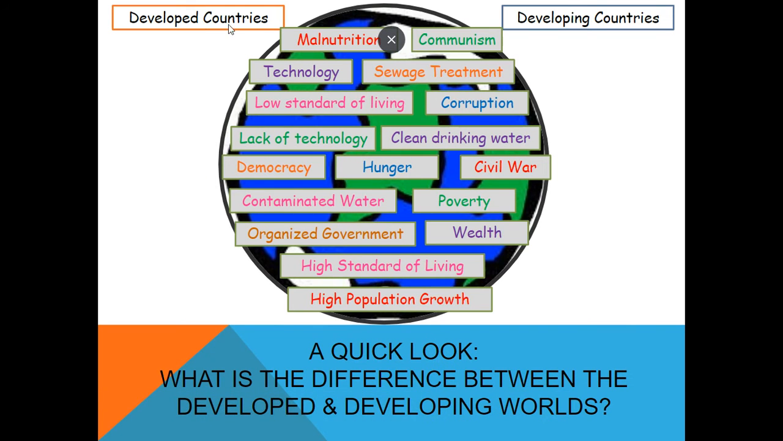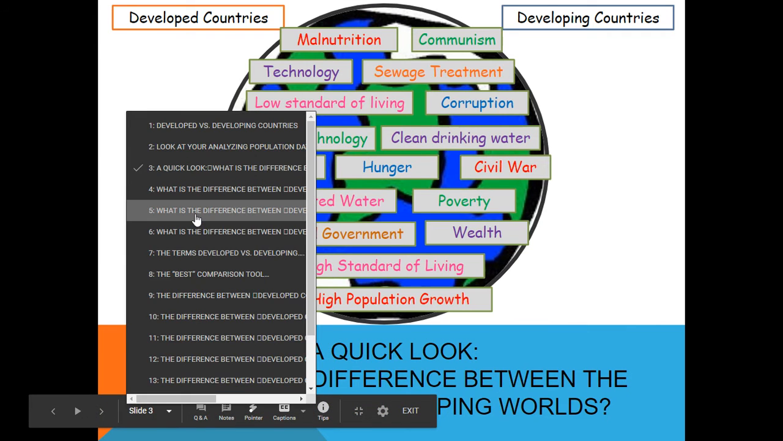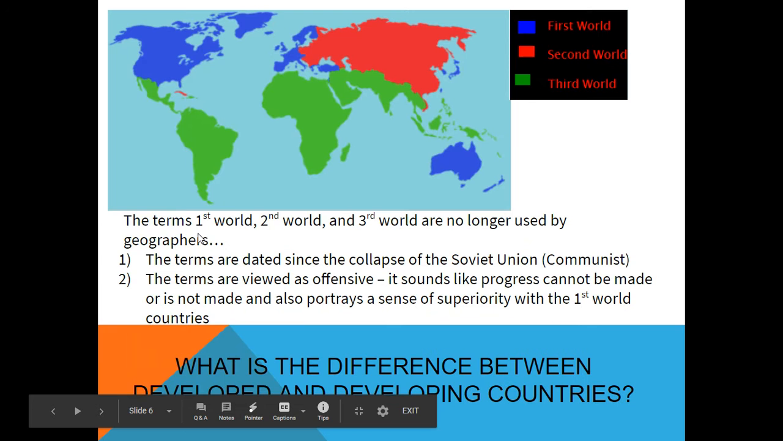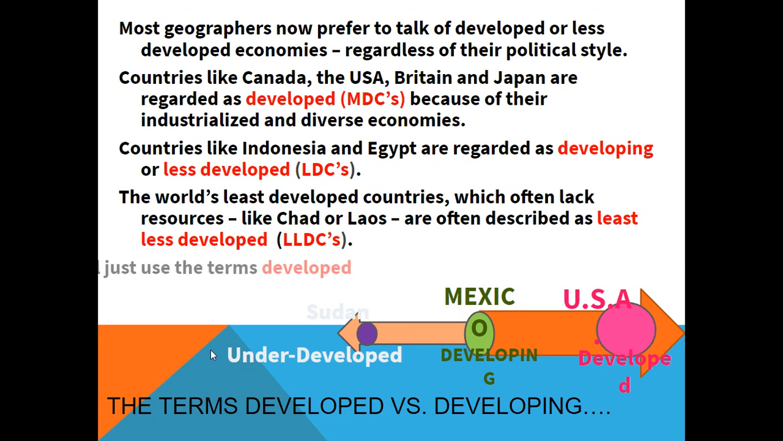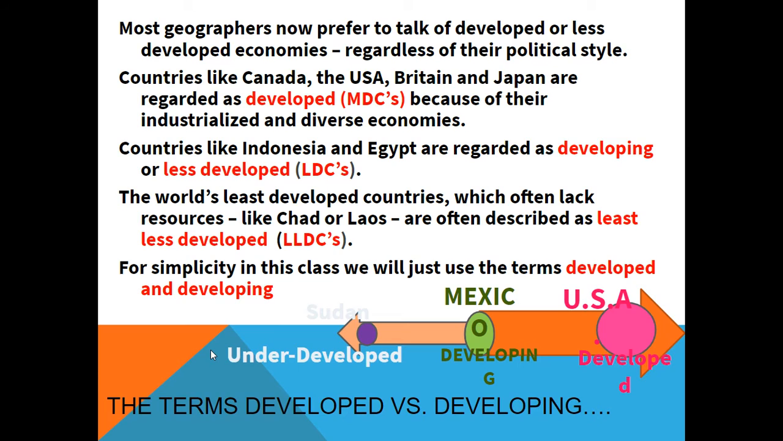If you could summarize some of the differences mainly between developed and developing countries, and just tell me the two terms that geographers use. They use the terms developed and developing, MDCs versus LDCs.